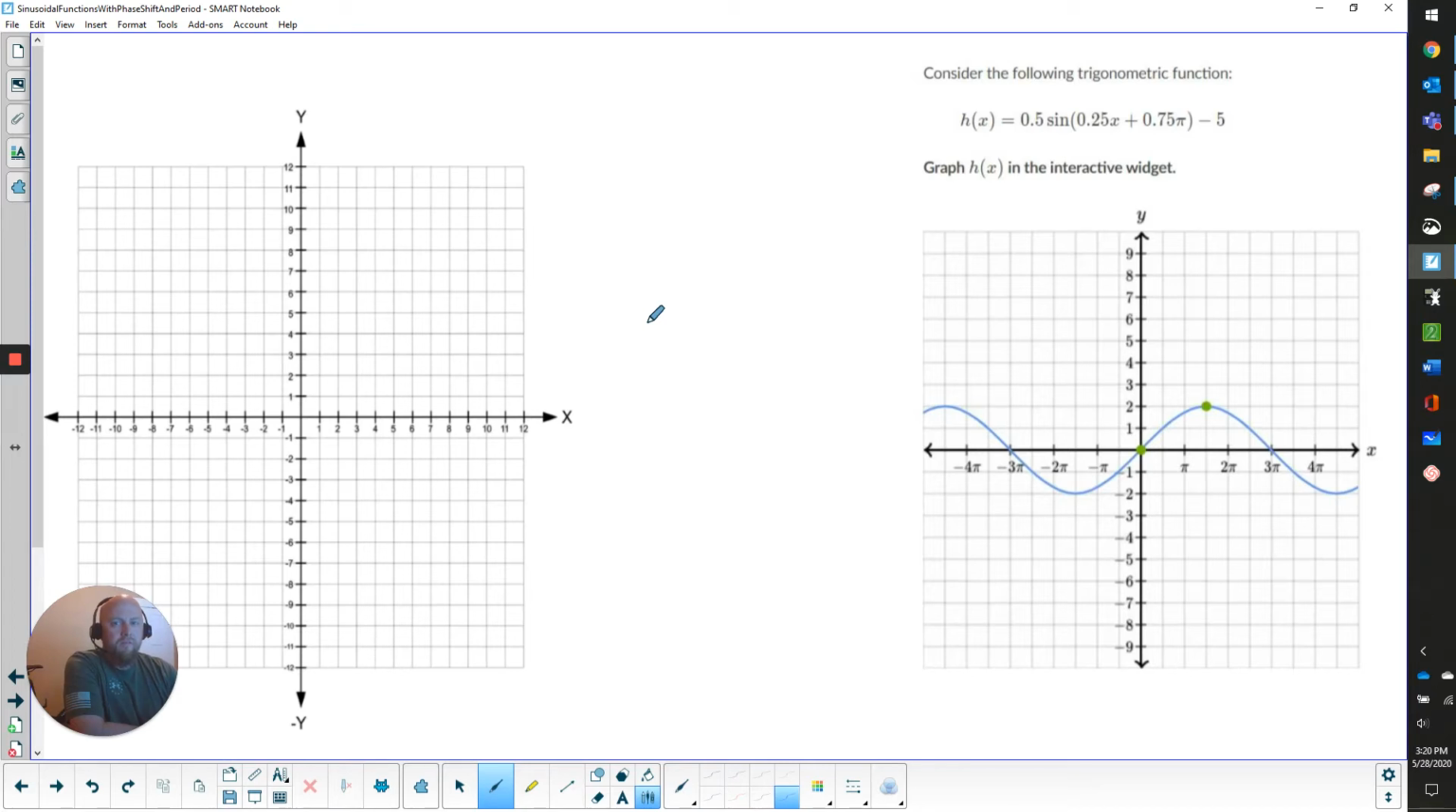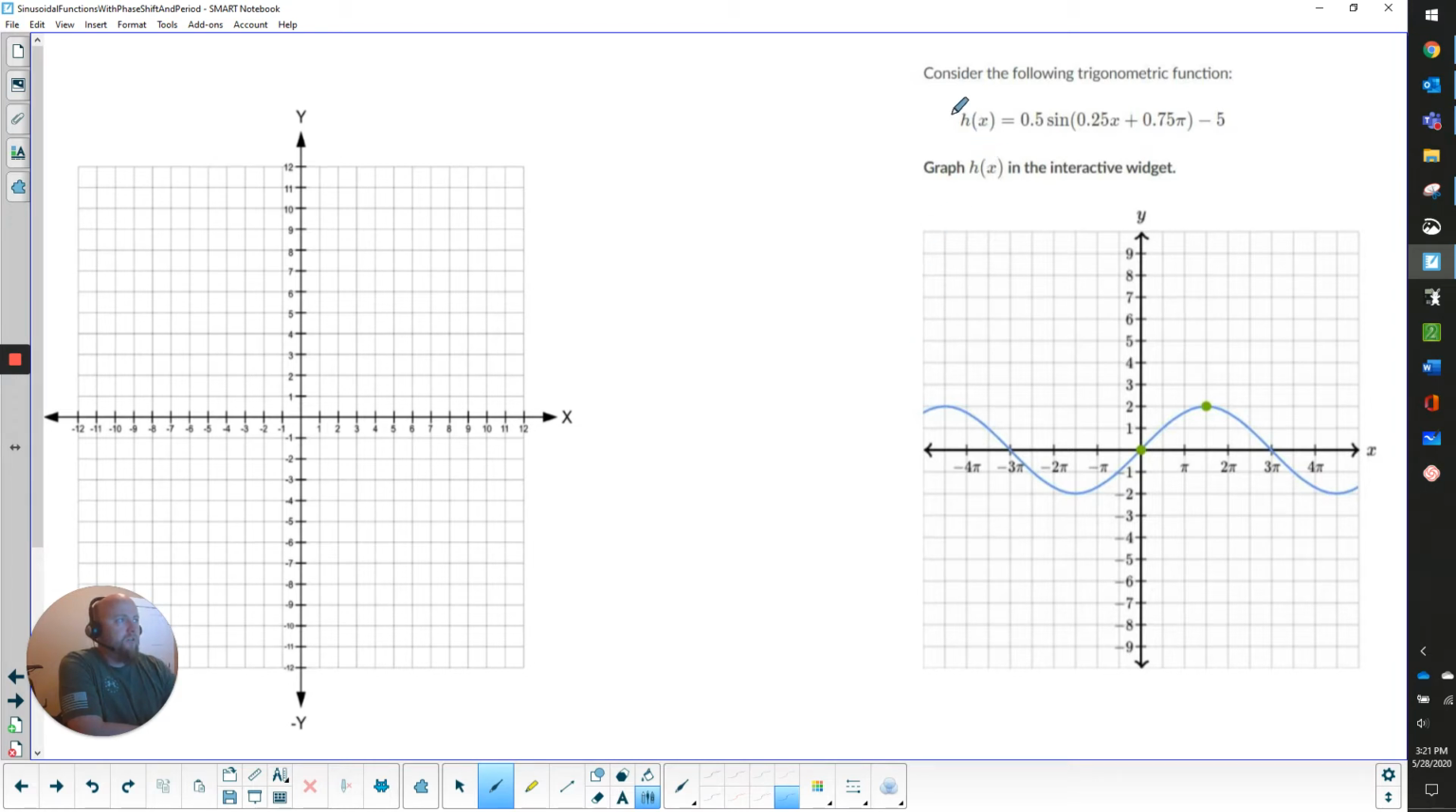Okay, for this example, we're going to look at, well, on Khan Academy, it would be an interactive widget. So I made a big graph here on the left where I'm going to show my work, and hopefully that will help you understand it enough where you can move the points and get the correct answer with the interactive piece when you run into this kind of problem.